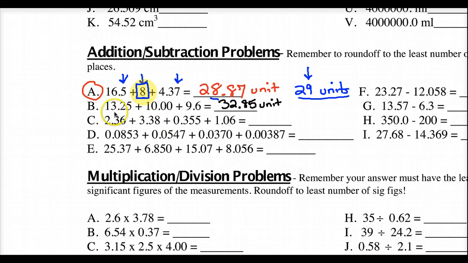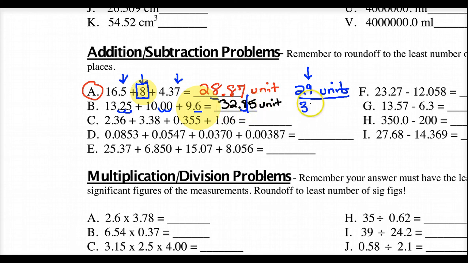So when I add 13.25 plus 10 plus 9.6, again, they could be centimeters, I get a raw number of 32.85 units. That cannot be correct because you're more precise than your least precise number, which in this case would be in the tenths place. So I have to round to the tenths place. That's the least number of decimal places. This has 1, 2. This has 1, 2. This has 1. So I've got to round it off right here. So I look at my next number, 5. 5 or greater makes this become 30.